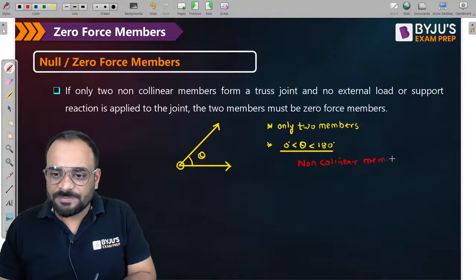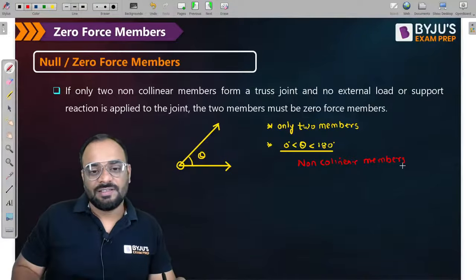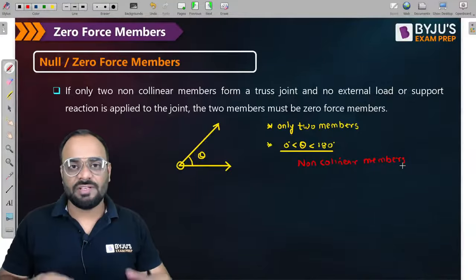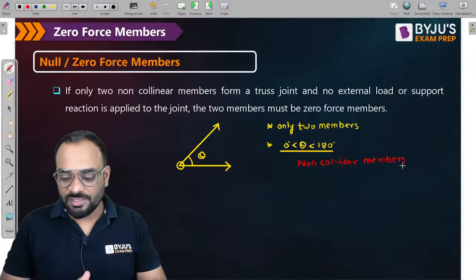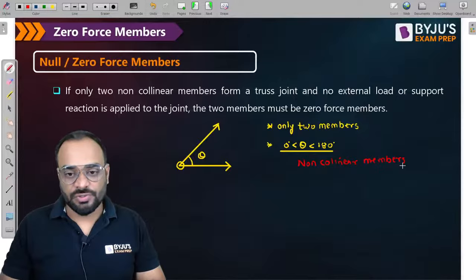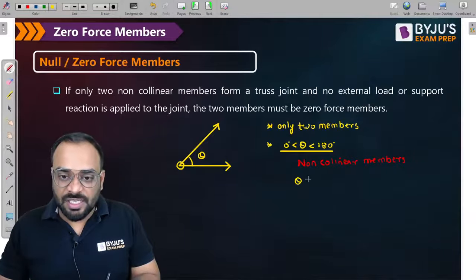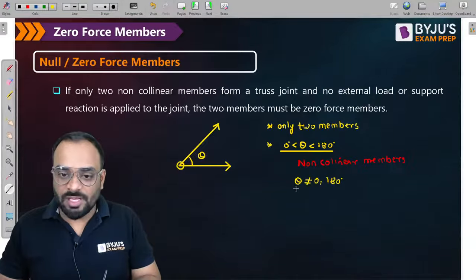But tell me, is it mandatory to have non-collinear members? Yes. I will tell you, when you have the collinear condition, then what will happen? Then whether it is a zero force member or not, we will discuss that particular point also. But let us write it down. In this particular case, theta cannot be equal to 0 and theta cannot be equal to 180 degree. If it is so, then these members will become collinear in nature.